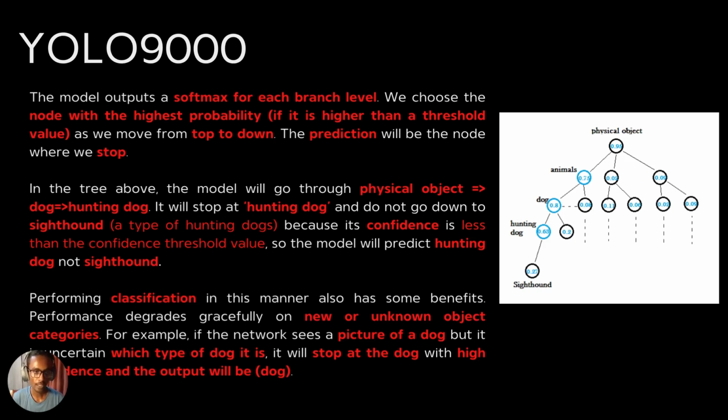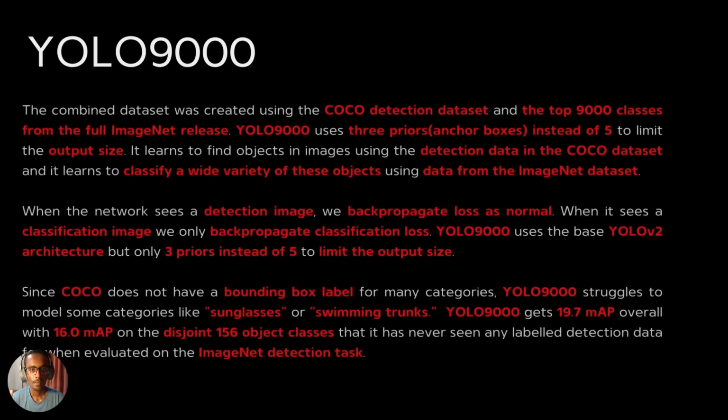Performing classification in this manner also has some benefits. Performance degrades gracefully on new or unknown object categories. For example, if the network sees a picture of a dog, but it is uncertain which type of dog it is, it will stop at dog with high confidence, and the output will be dog. When we show the image of a dog and the model doesn't know what type of dog it is, it feels confident that it can stop at the more abstract level, dog, and gives you the prediction and the label dog.